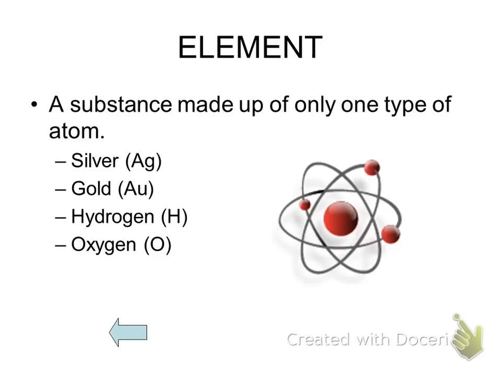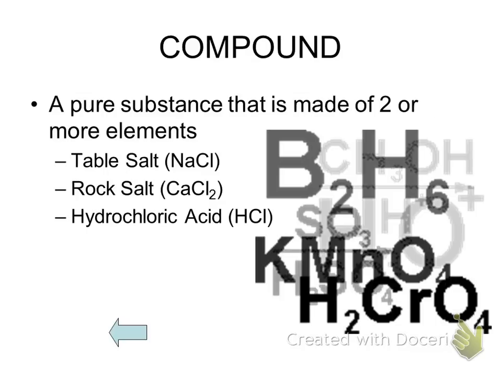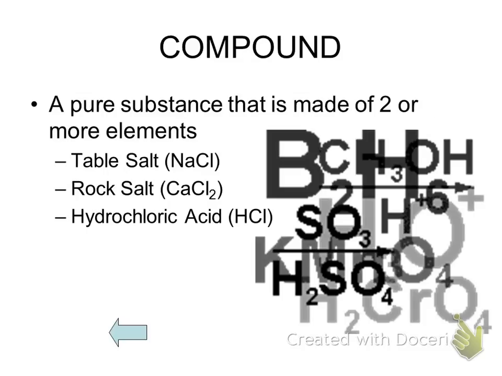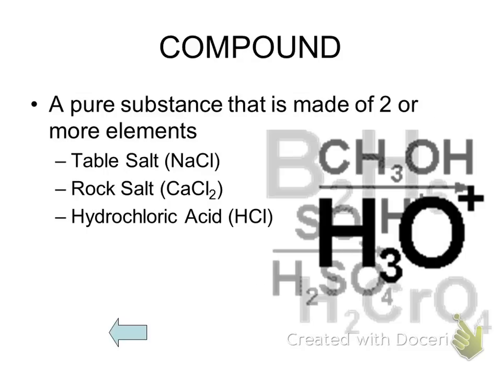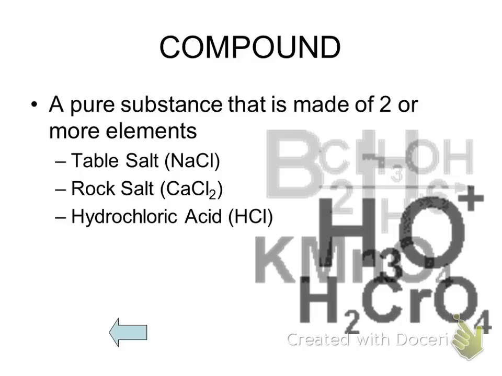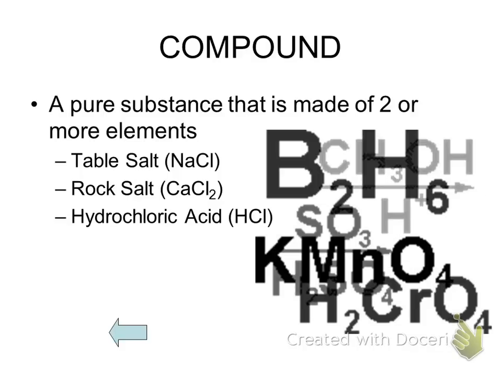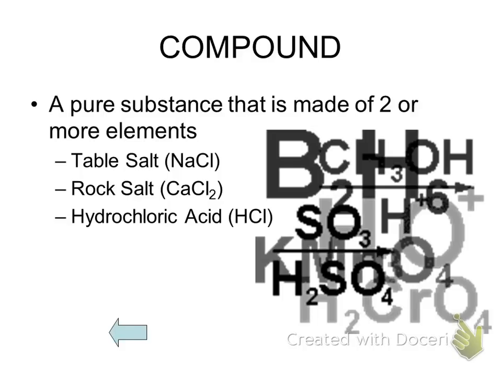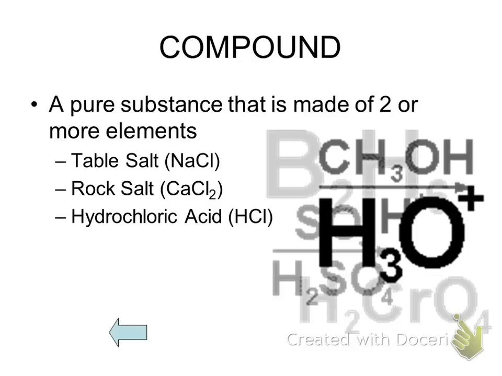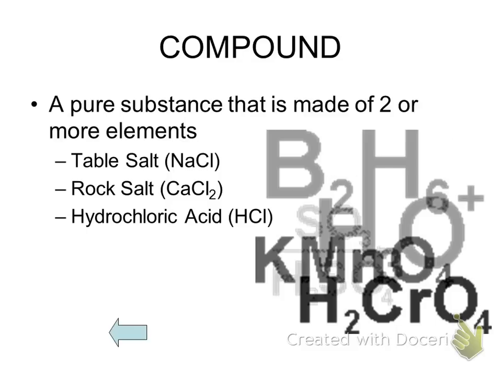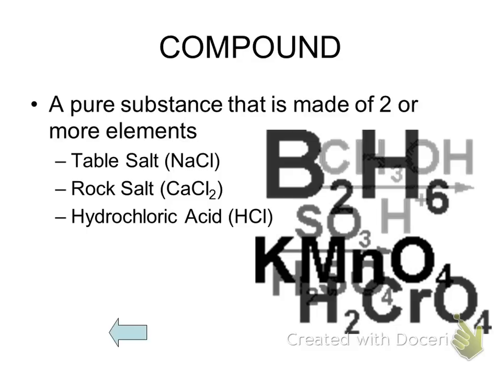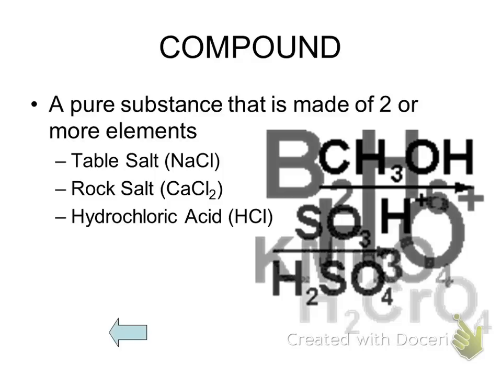Okay? So again, some more examples of elements. They're substances that are made up of just one type of atom. Compounds are those pure substances made up of two or more elements. The big thing here is that they are chemically combined. Something like rock salt is calcium chloride, table salt, sodium chloride. Something like hydrochloric acid, which is your stomach acid, is hydrogen and chlorine bonded together.